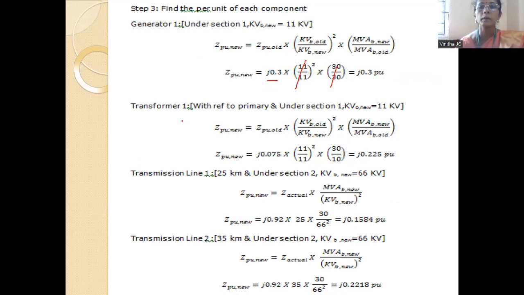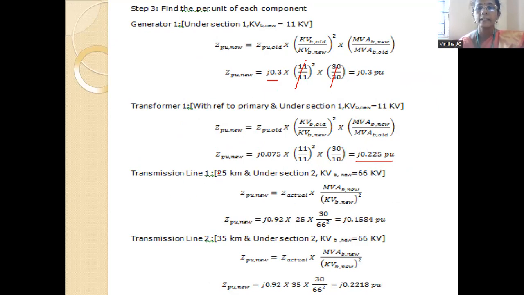Similarly, for transformer 1, we have to calculate Z per unit new. The same formula we need to apply, and we substitute the old values and new values, so that transformer 1 per unit reactance is nothing but j0.225 per unit.